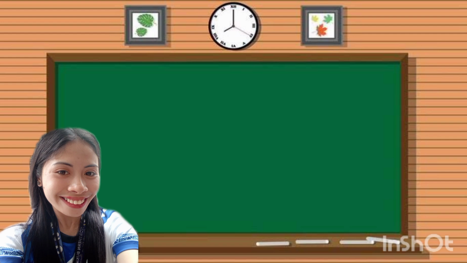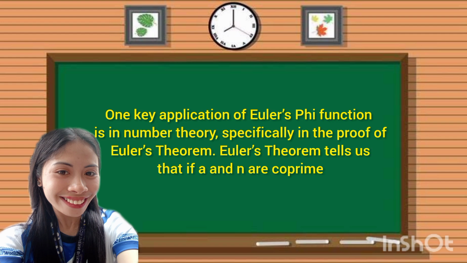Now, you might be wondering why Euler's phi function is so important. Well, it appears in many areas of mathematics and computer science. One key application of Euler's phi function is in number theory, especially in the proof of Euler's theorem. Euler's theorem tells us that if a and n are coprime, then a to the power φ(n) is congruent to 1 modulo n. This theorem is extremely useful in areas like cryptography, especially in RSA encryption. In RSA, we rely on Euler's phi function to compute public and private keys.